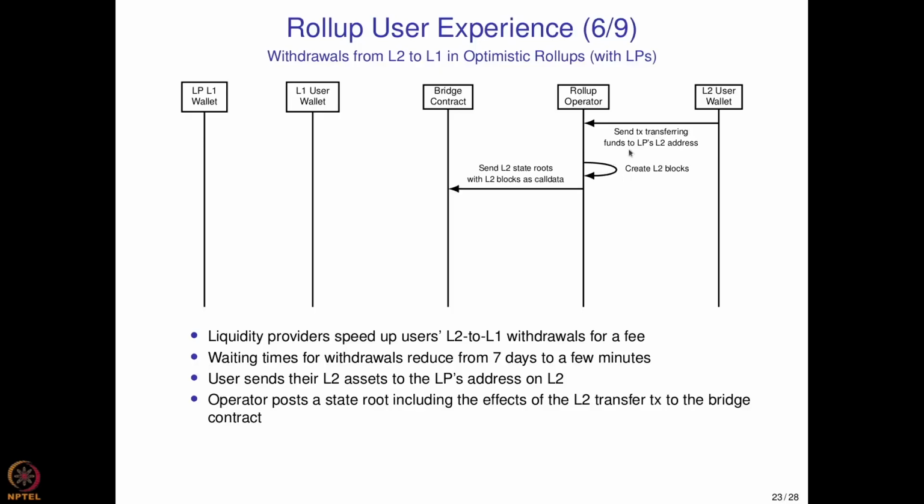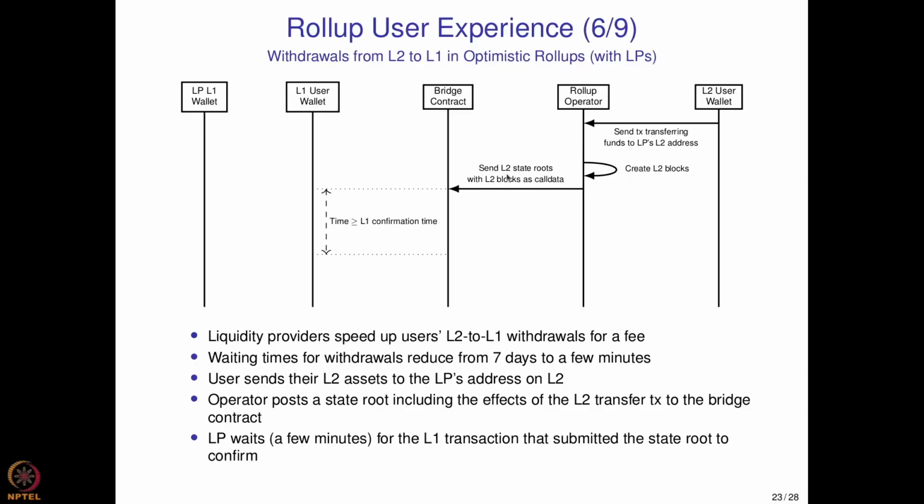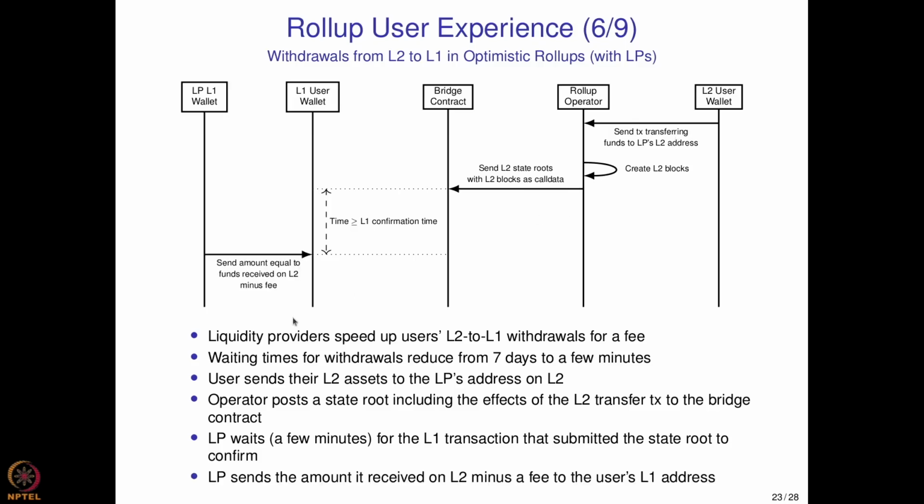Then that block gets included in a state root, and as long as the transaction which posts the layer 2 blocks as call data has enough confirmations, which is a few minutes, the liquidity provider is confident that the transaction transferring tokens to its own layer 2 address will eventually get confirmed. So they will then transfer an amount equal to what was received on layer 2 minus some fees for providing this service to the L1 user's wallet. So this is the liquidity provider's L1 wallet.